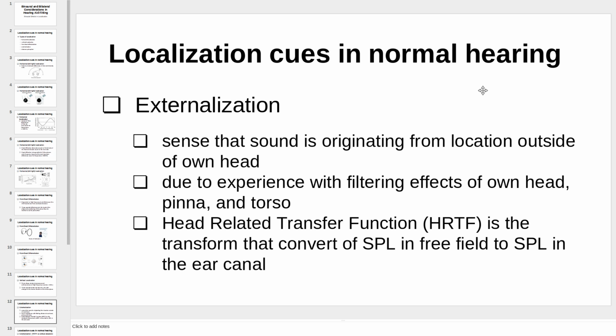The head-related transfer function just describes the transform that's required to convert SPL in the free field to SPL in the ear canal. If you're trying to relate this back to something else we've talked about in hearing aids, a real ear unaided gain is kind of like a head-related transfer function. Real ear unaided gain is the conversion from SPL in a diffuse field to SPL in the ear canal. The head-related transfer function has a different reference point, a free field, and this is more of a basic psychoacoustic measure as opposed to a clinical measure.